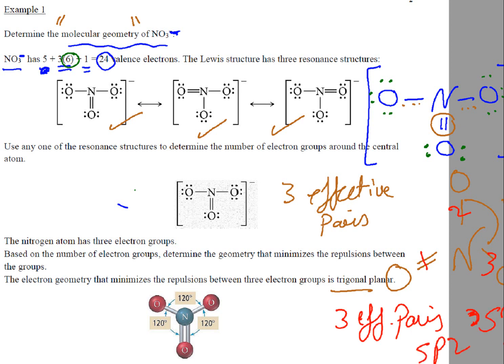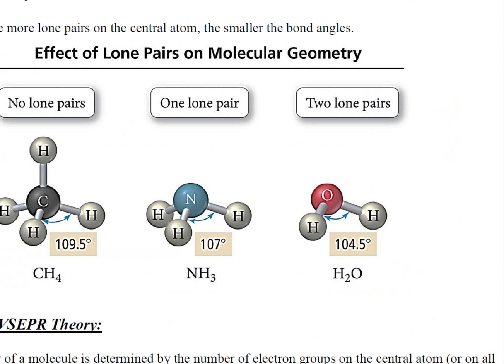This slide explains the effect of the lone pairs on molecular geometry. Remember that the maximum repulsion is if we have 2 lone pairs, and the minimum repulsion is between bond pair and bond pair. In the CH4 molecule, no lone pairs, so the bond angle is 109. The molecular geometry is tetrahedral, like the electron domain geometry.